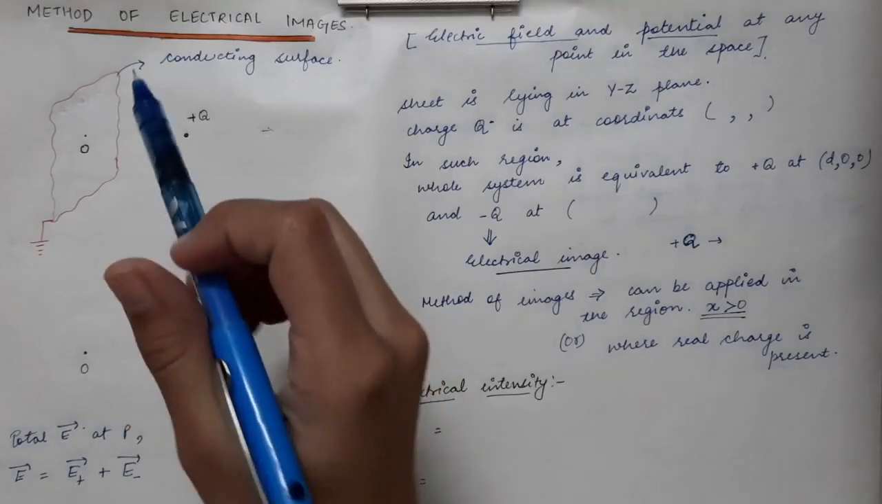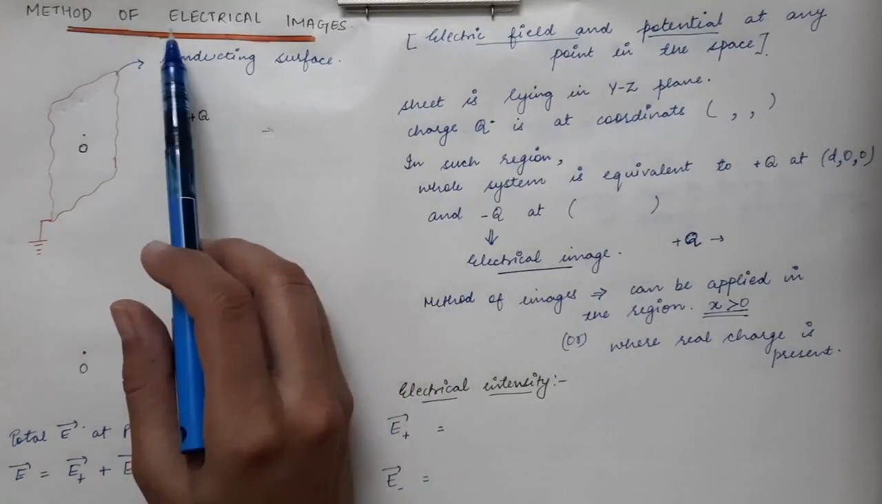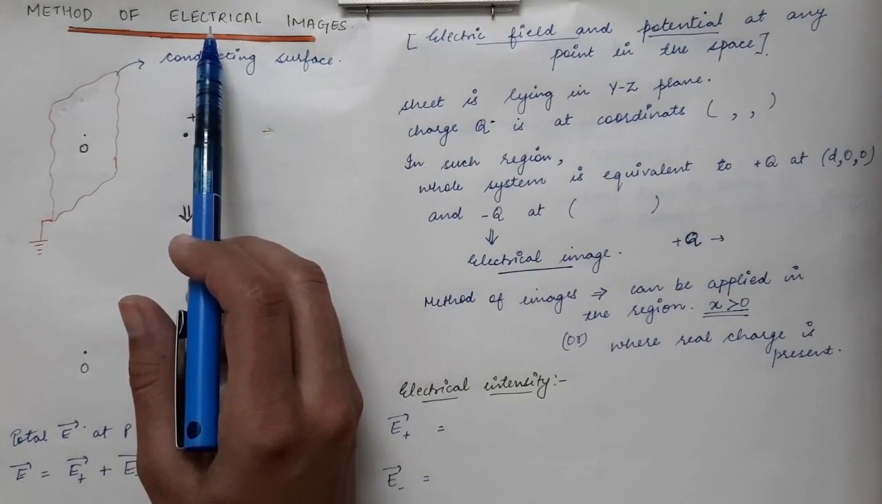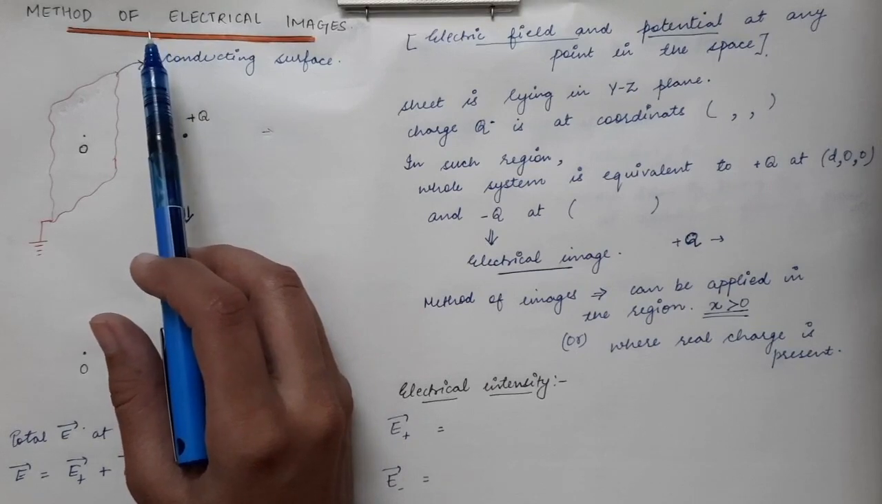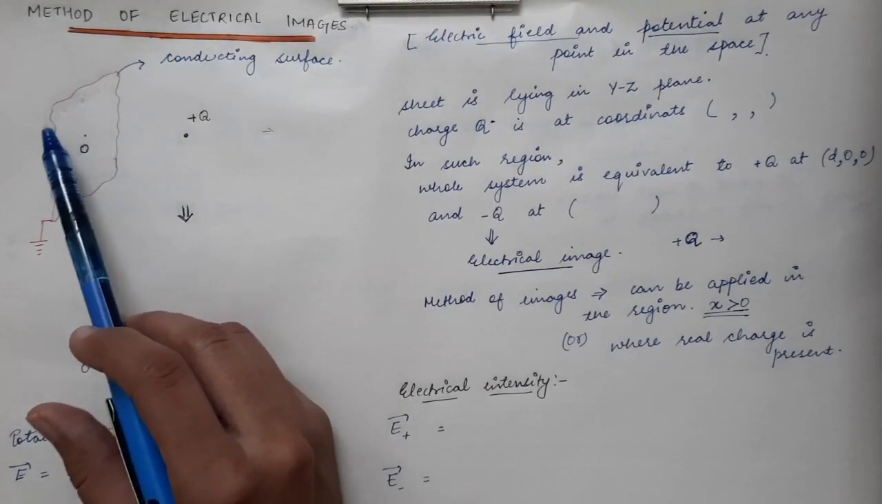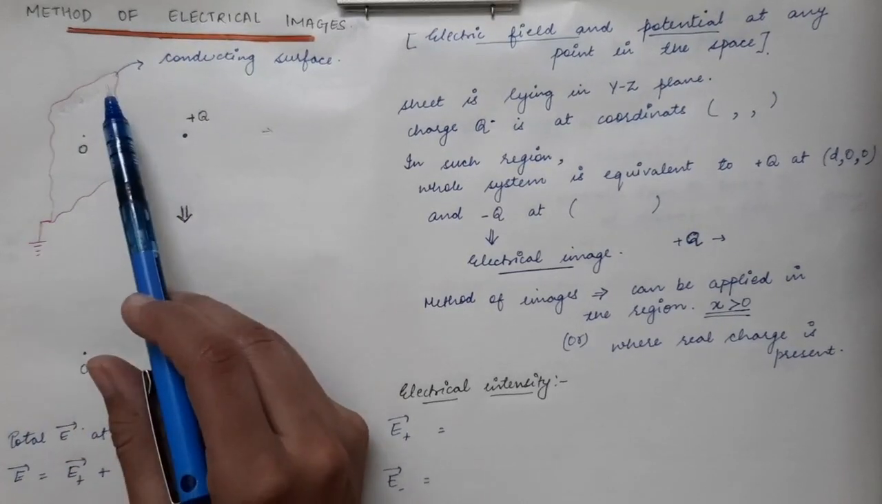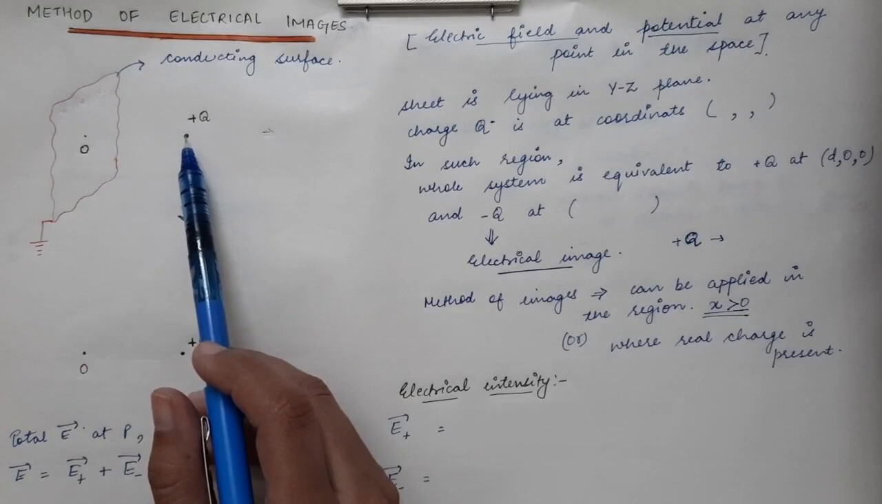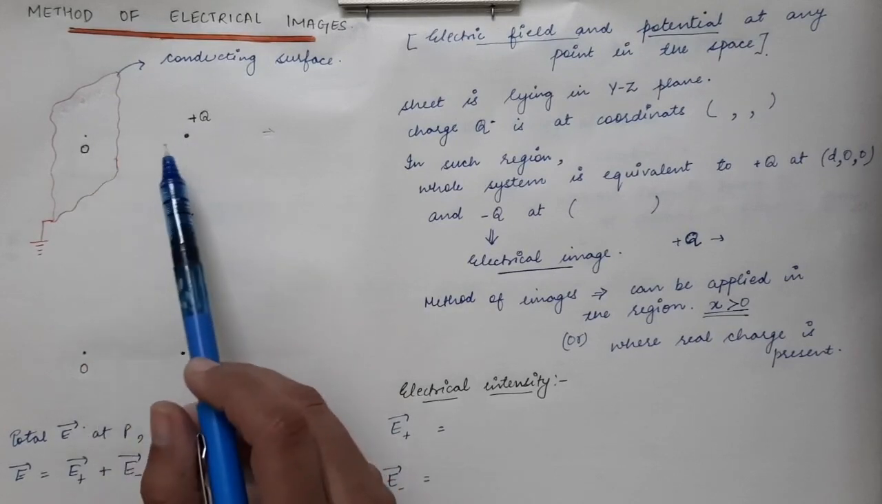Now we are going to start with the next topic, which is the method of electrical images. This is the new topic and you might not have done it in your plus 2 class. So in this topic we are going to see what if we have an infinite conducting sheet, and some sort of charge is placed in front of that particular sheet.